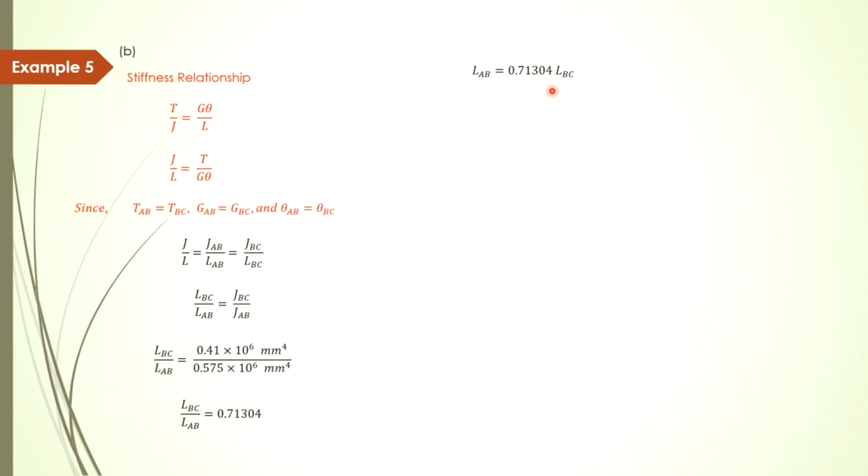I had forgotten, because there is a part B asking us to find the length. Very sorry about that. They have given us the total length of 510. Since we know LAB is this much of LBC, we can substitute into the total to find LBC, which is 297 millimeter. And then LAB is 213.